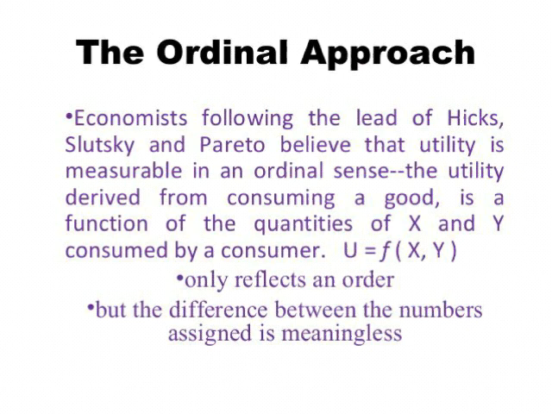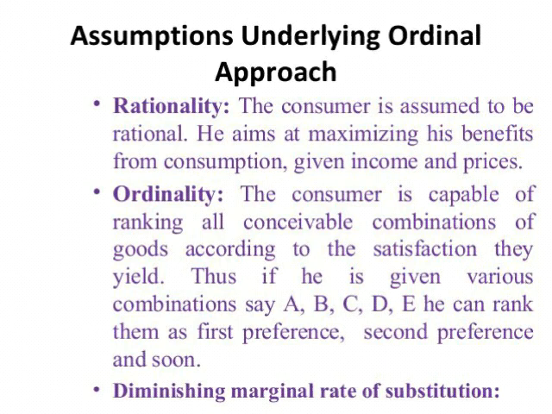Now what is the ordinal approach? Ordinal approach means utility cannot be counted. It is given by Hicks, and he says that utility can be ranked. Utility is a function of 2 goods, so U is equal to a function of X and Y. Assumptions are that consumers are rational, as I told you. Ordinality means it is ranked, like you prefer A over B over C, D, E, like that.